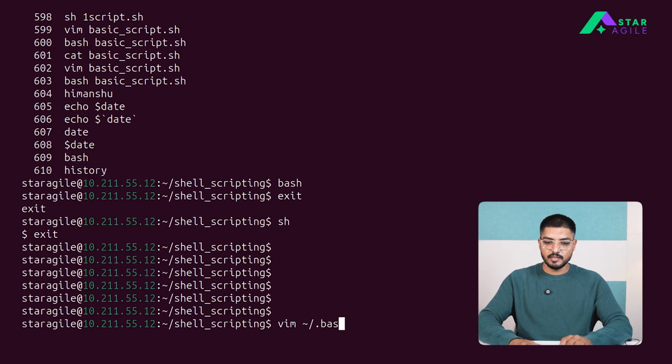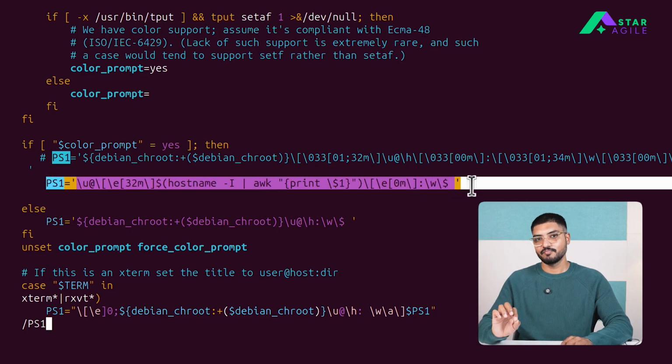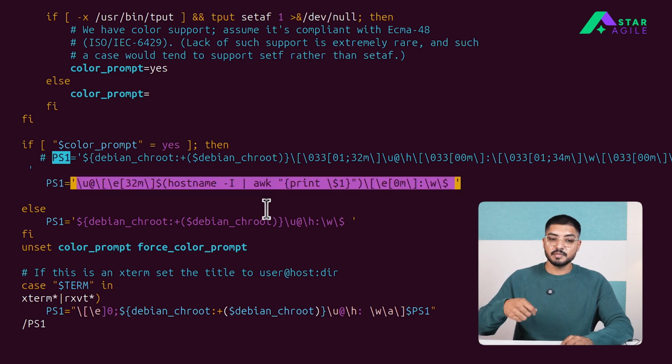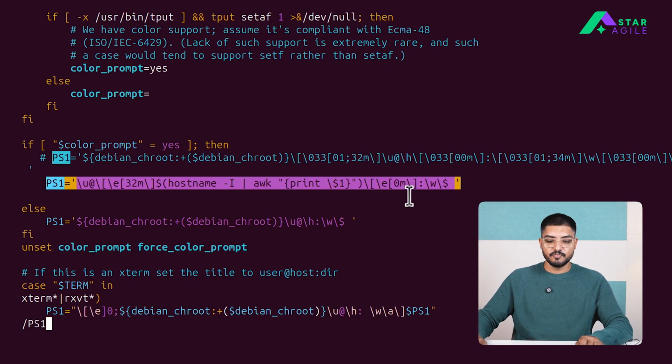This was the file in the home directory, .bashrc. If you search PS1, you will get the prompt. So this is the PS1 which is currently active. This is the primary prompt. There is another prompt called the secondary prompt, PS2. We'll be talking about that as well in a bit. So PS1 is this value. This is a default value.